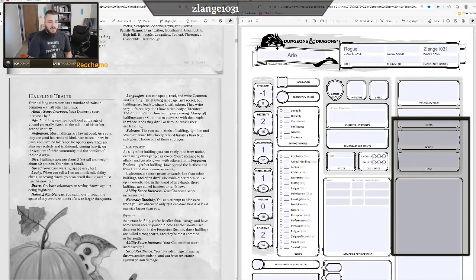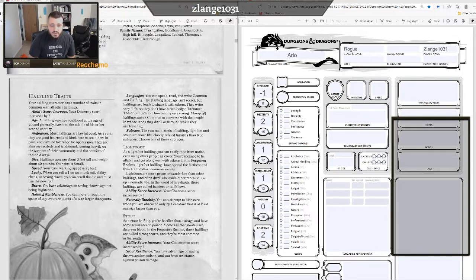Normally you cannot do that with an enemy. With the Halfling Nimbleness, you can, as long as they are at least one size larger than you. Languages: Common and Halfling. Subrace: Lightfoot and Stout. Light-footed, pretty handy. As a lightfoot halfling, you can easily hide from notice, even using other people as cover.